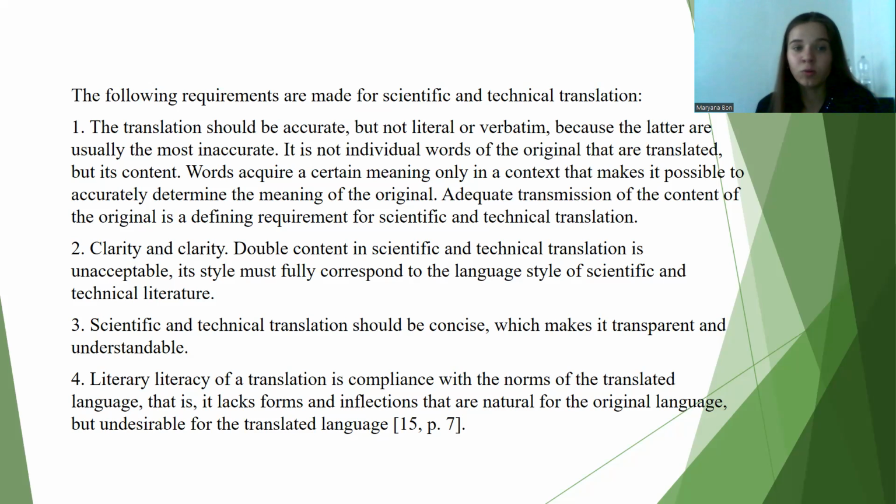Clarity: double content in scientific and technical translation is unacceptable. Its style must fully correspond to the language style of scientific and technical literature. Scientific and technical translation should be concise, which makes it transparent and understandable. Literacy of a translation is compliance with the norms of the translated language, that is, it lacks forms and inflections that are natural for the original language but undesirable for the translated language.